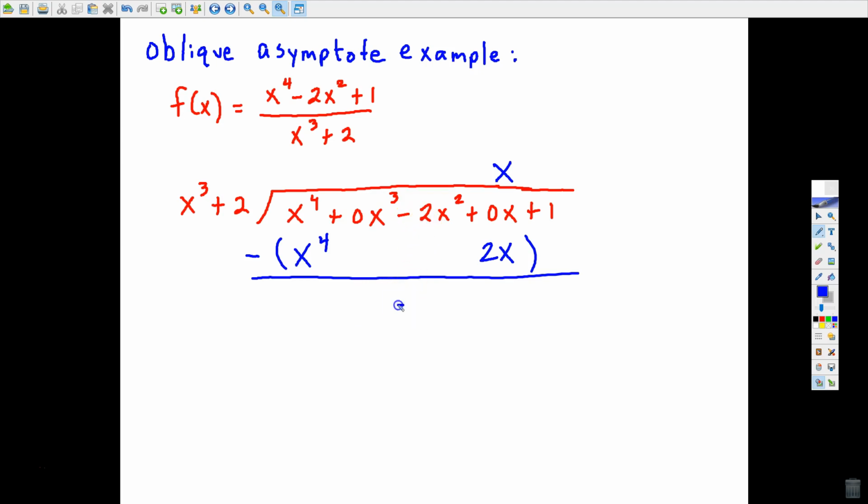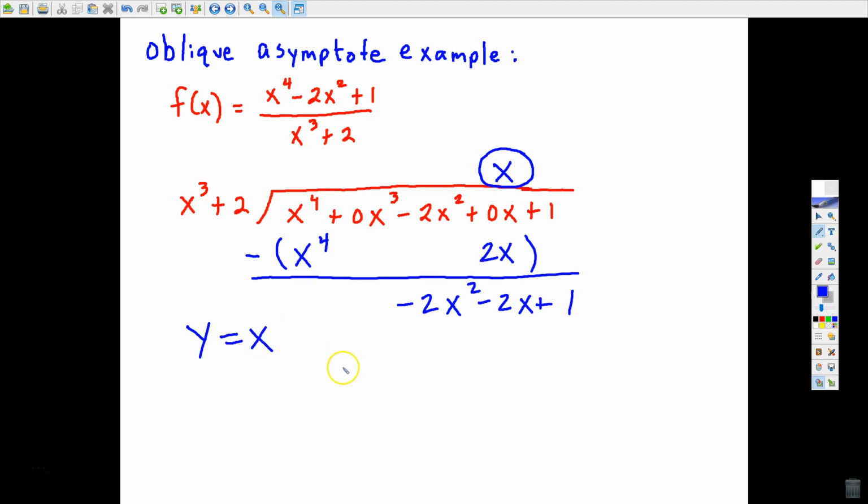I will bring down the minus 2x squared, and you can go ahead and bring down 0 minus 2, which is negative 2x, and 1 minus 0, which is 1. But do you recognize now that we really can't divide anymore? Because x cubed is larger than x squared. You can't divide into something that's smaller. So I'm done. So my oblique asymptote in linear equation form is just going to be the line y equals x. That should look familiar.